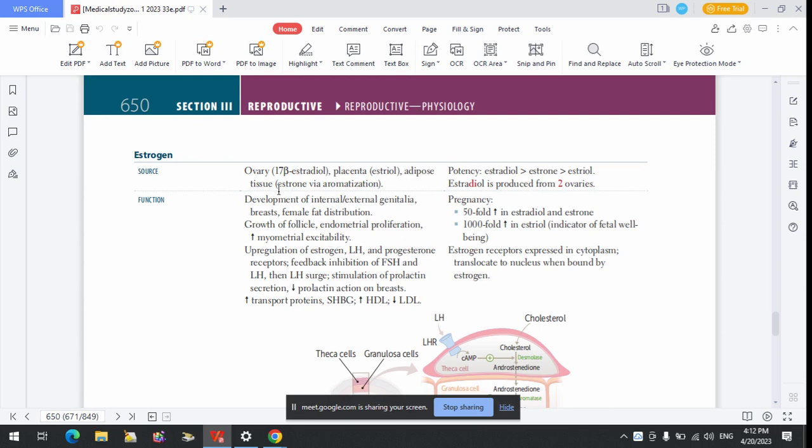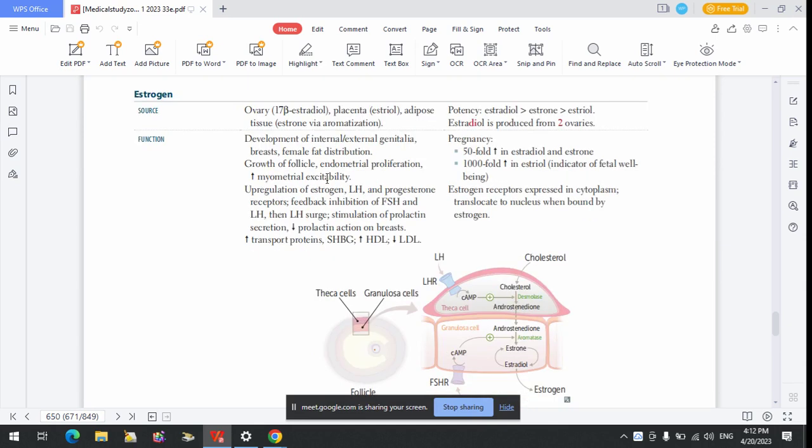And they vary in the level of potency. The most potent one is the estradiol from the ovaries. Then it's followed by the one from the adipose tissue, which is estrone, then the one from the placenta, which is estriol. So the one doing the major function is the estradiol that's coming from the ovary.